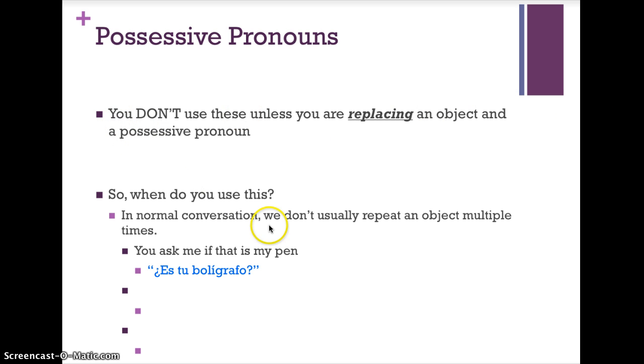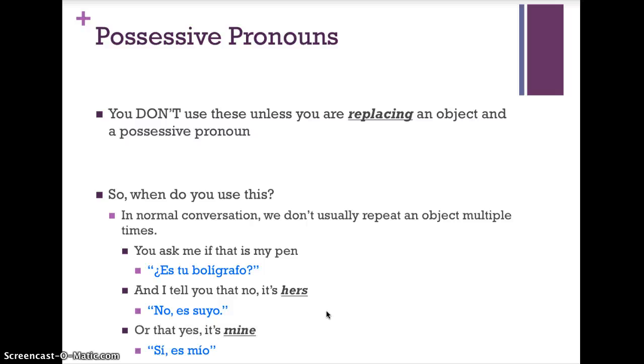Okay, so when do you use this? In normal conversation, we don't really repeat objects multiple times. So if you ask me if that is my pen, ¿es tu bolígrafo? I'm not going to say, sí, es mi bolígrafo. I'm going to say, no, es suyo. I'm going to say, no, it's hers. Or I'm going to say, sí, es mío. I'm not going to repeat the subject every time. We don't talk that way. So I use the possessive pronoun to replace it is the pen of mine, basically, or it is my pen, with, yes, it's mine.